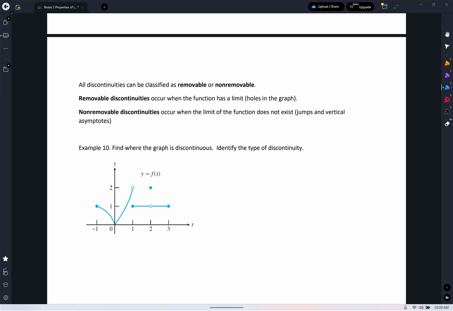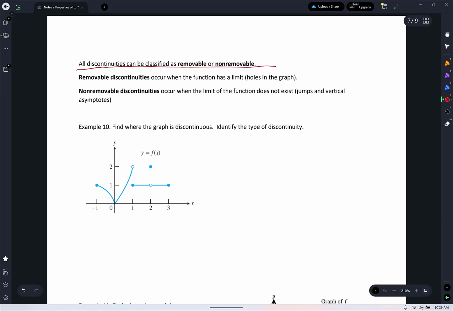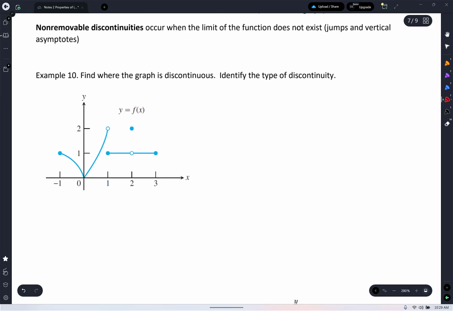All discontinuities can be classified as removable and non-removable. I didn't even remember if I had typed that in or not, but here it is. Removable discontinuities occur when the function has a limit, holes in the graph. Non-removable discontinuities occur when the limit of the function does not exist: jumps and vertical asymptotes. And, okay, that's enough. All right, this graph I literally stole from yesterday's notes.